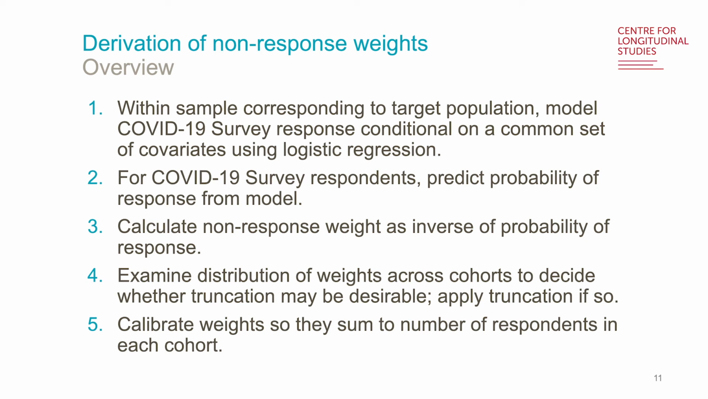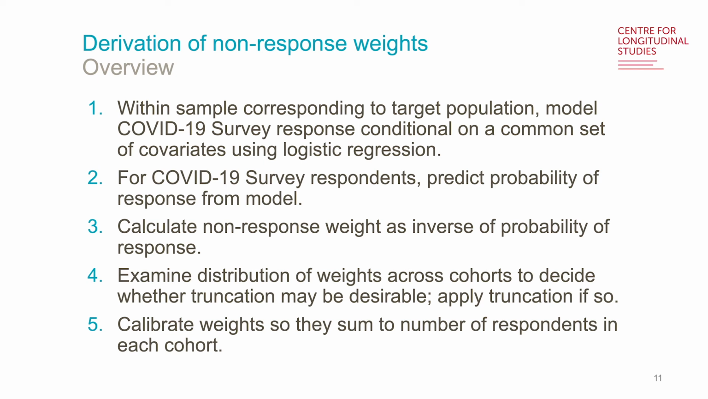In step 4, we examine the distribution of weights across cohorts to decide whether truncation may be desirable. So here, when you derive the weights, it may be that there are some quite extreme outlying values. And when you use weights with such extreme outlying values, there can be issues, particularly with regards to the level of precision. So you may get quite wide confidence intervals.